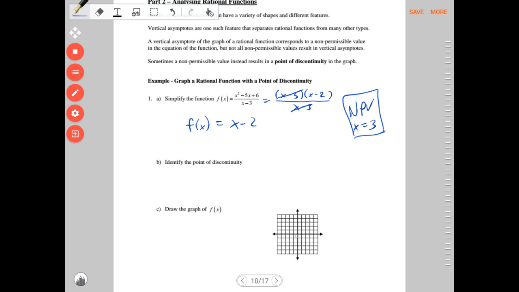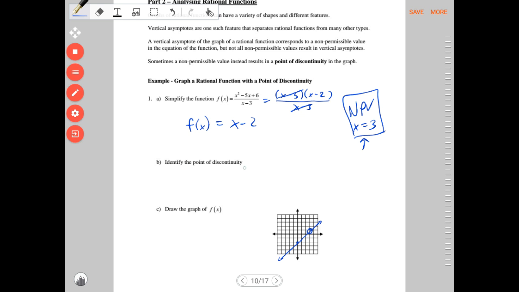So x minus 2 has a y-intercept there and then a slope of 1. So it just goes like this through there. Now, remember, we still have a non-permissible value at x equals 3. So at x equals 3, 1, 2, 3, we put an open circle here. That looks more like a closed circle, pardon me. So we put an open circle there, and that represents the point of discontinuity.